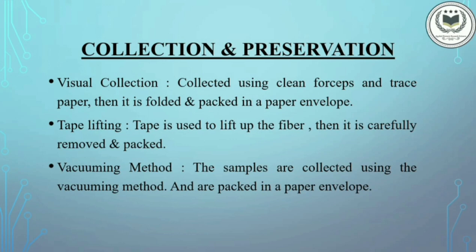In tape lifting, water or methanol soluble tapes are used. These are applied to the surface of the suspected sample, then they are removed carefully and then packed. In the vacuuming method, the area where the samples are located is vacuumed and then caught in the fibre trap attached to the vacuum. Then they are packed in a clean trace paper and forwarded to the laboratory. However, this method is least desirable as there is a risk of cross contamination.